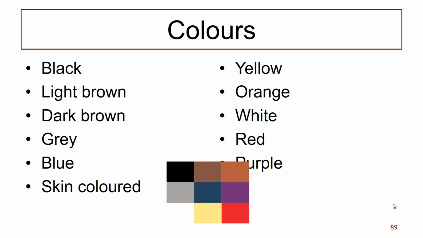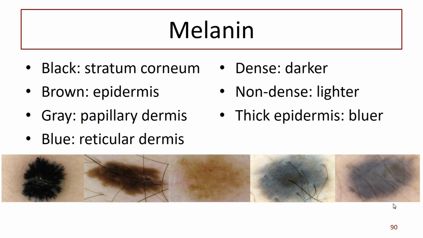So the colours increase with the malignancy. The colours of melanin are black, light brown, dark brown, grey and blue. Yellow and orange and white, really, we're talking about keratin. And red, purple and blue, we're talking about blood. And skin colour means what's left behind, keratinocytes.